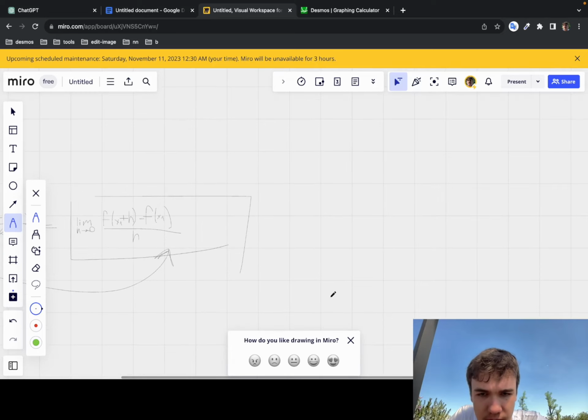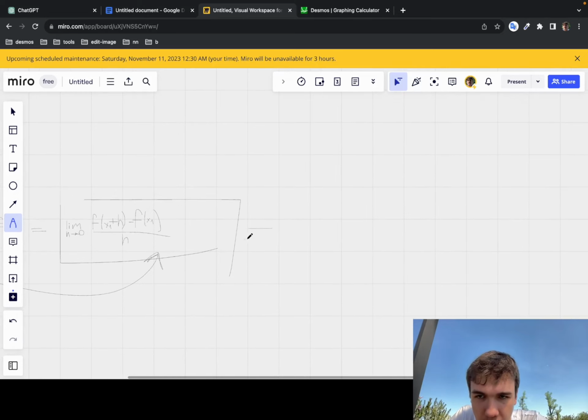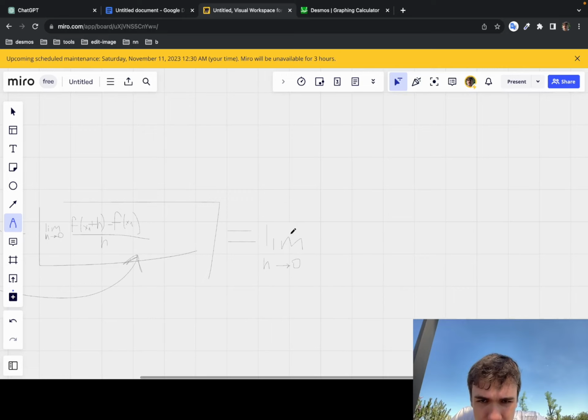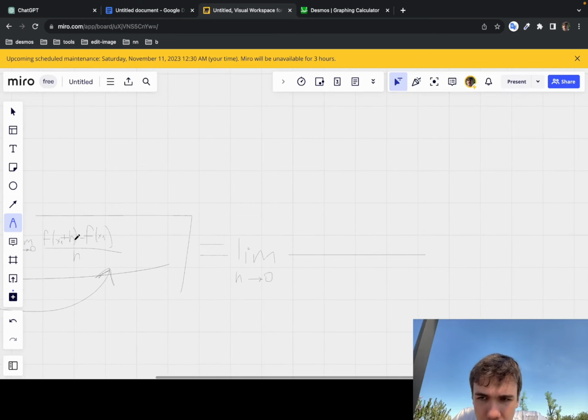So let's say, what is our parabola? Our parabola is this. First of all, the limit, where h approaches 0. This is our limit, and then over h. So what is f of x1 plus h?